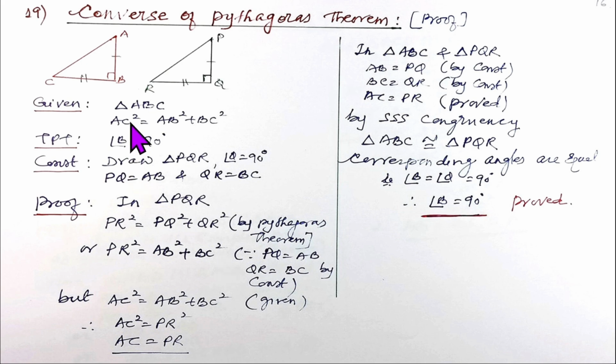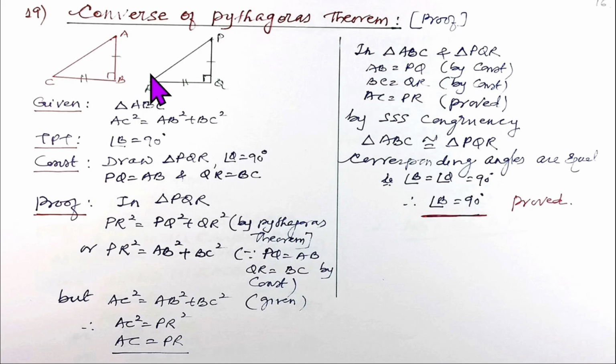But we know that AC square is equal to AB square plus BC square, that means the RHS of this and this is same, therefore I can replace PR by AC, that means it will be AC square is equal to AB square plus BC square. So now if AC square is equal to AB square plus BC square and PR square is equal to AB square plus BC square, therefore PR square is equal to AC square or AC is equal to PR. So now we have proved that AC is equal to PR.